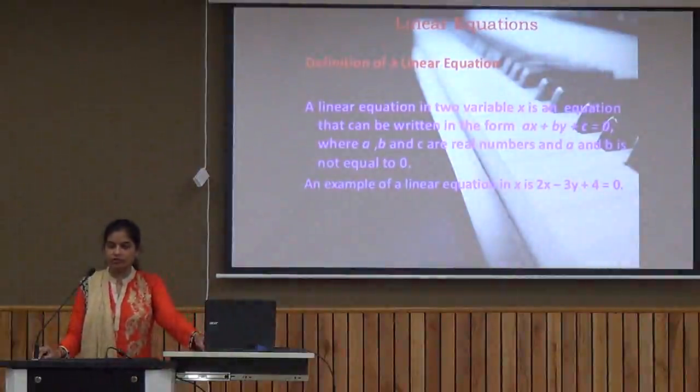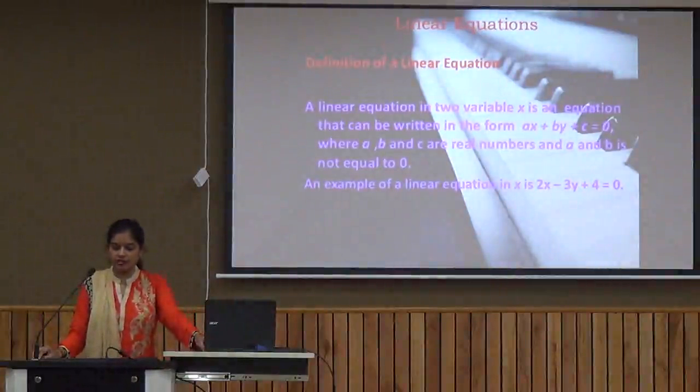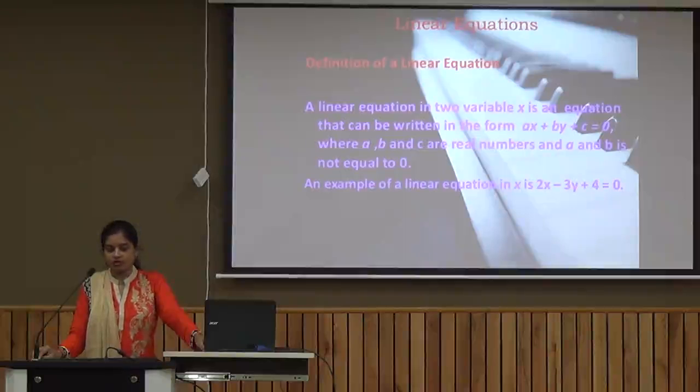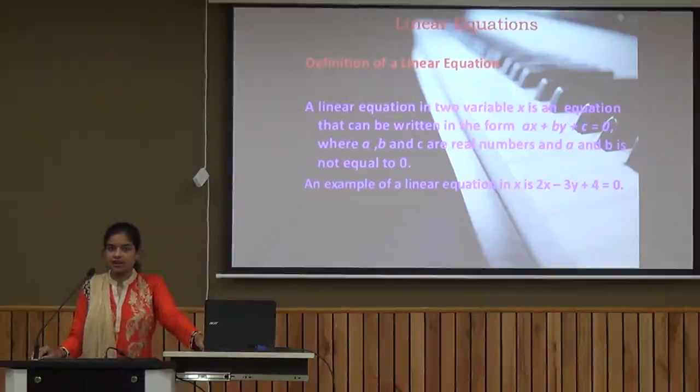A linear equation in two variables x and y is an equation that can be written in the form ax plus by plus c equal to 0, where a, b and c are real numbers that can be positive and negative both, and a and b are not equal to 0. What's the reason behind this? If a and b are equal to 0, then the equation will convert into a constant, that is only c equal to 0.